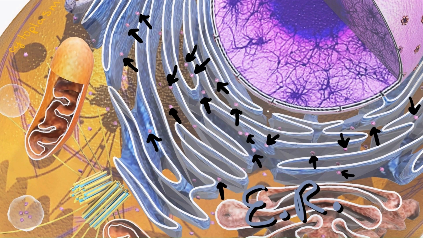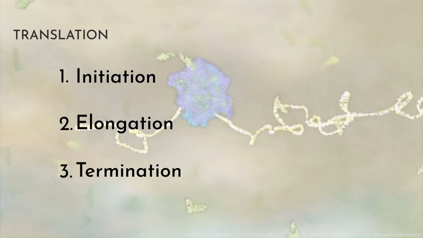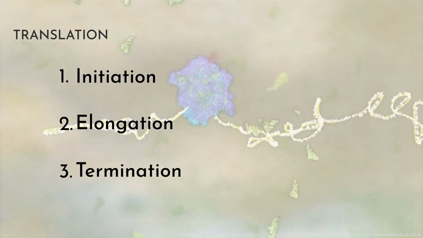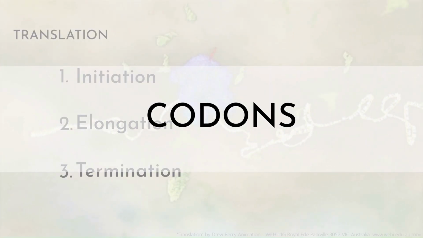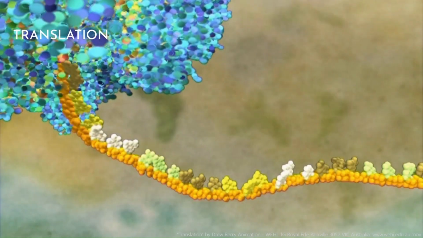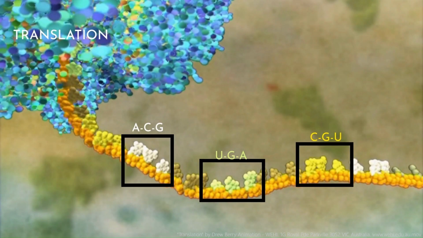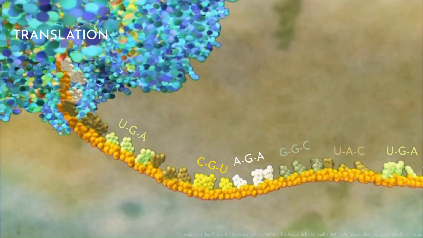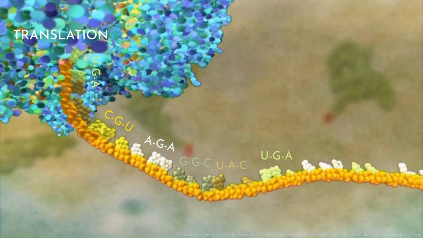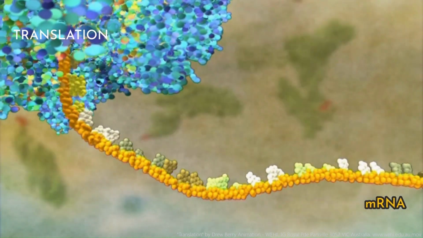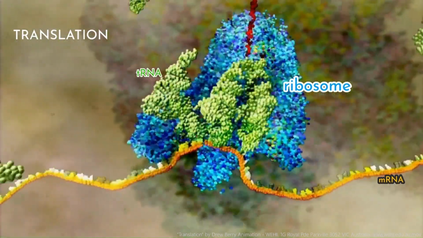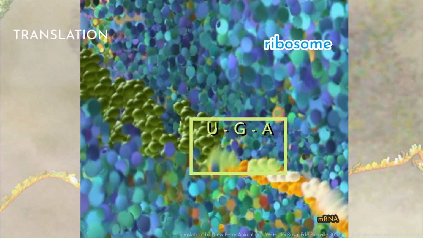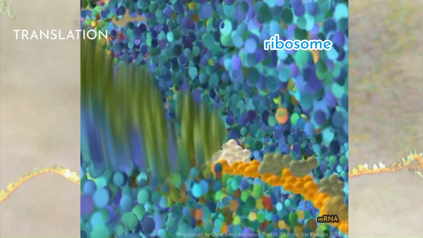Now, to understand these 3 steps of translation, initiation, elongation, and termination, we must first break down the definition of a new term, codons. Codons are basically nucleotide triplets. That is, they are a sequence of 3 nucleotides, which together form a unit of genetic code in a DNA or RNA molecule. Ribosomes read mRNA 1 codon at a time, and each codon codes for 1 amino acid.